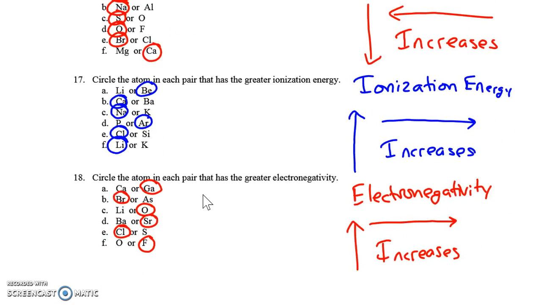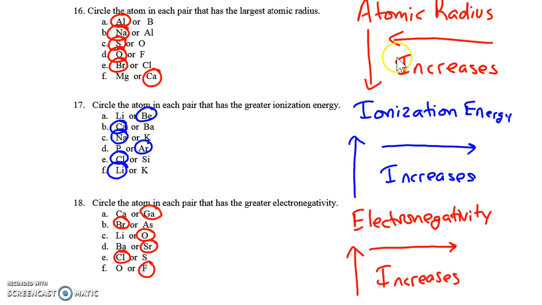Last but not least, we have our periodic trends, and we need to remember these over here on the right. Atomic radius is the distance from the nucleus to the outermost valence electron, and those actually increase as you go left across a period and down a group. So fluorine is our smallest element, and francium is our largest element.